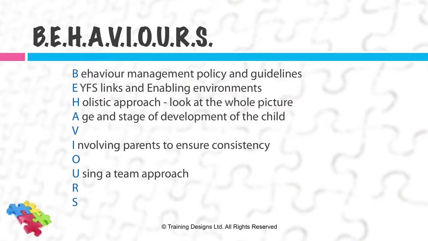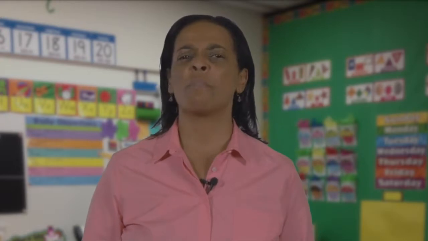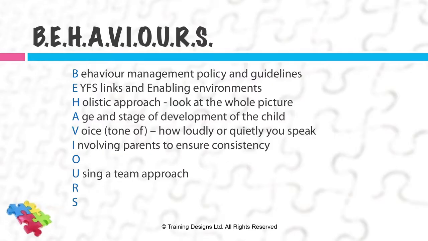A, consider the age and stage of development of the child. We know that children will behave in a certain way according to their age. In addition, your management of a child's behaviour should be appropriate for their age. For example, an 11-month-old will probably not understand instructions made up of long sentences. Single words may be more effective. V refers to your tone of voice, how loudly or quietly you speak, and whether you're giving clear, calm instructions.